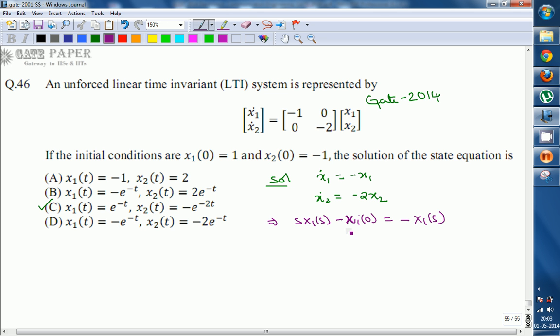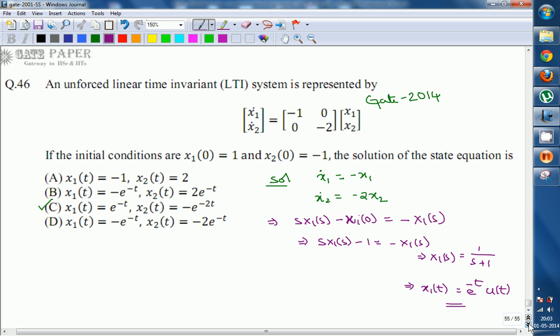It is given that x1 of 0 equals 1. So we will get s into X1 of s minus 1 equals minus X1 of s. So we will get X1 of s equals 1 by s plus 1. Now applying the inverse Laplace transform, we will get x1 of t equals e power minus t u of t. So x1 of t equals e power minus t u of t.